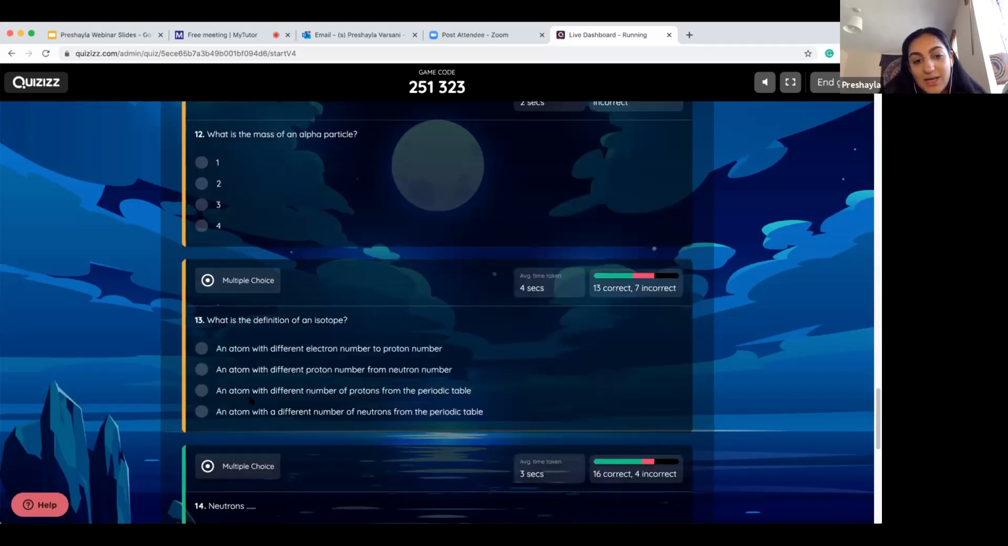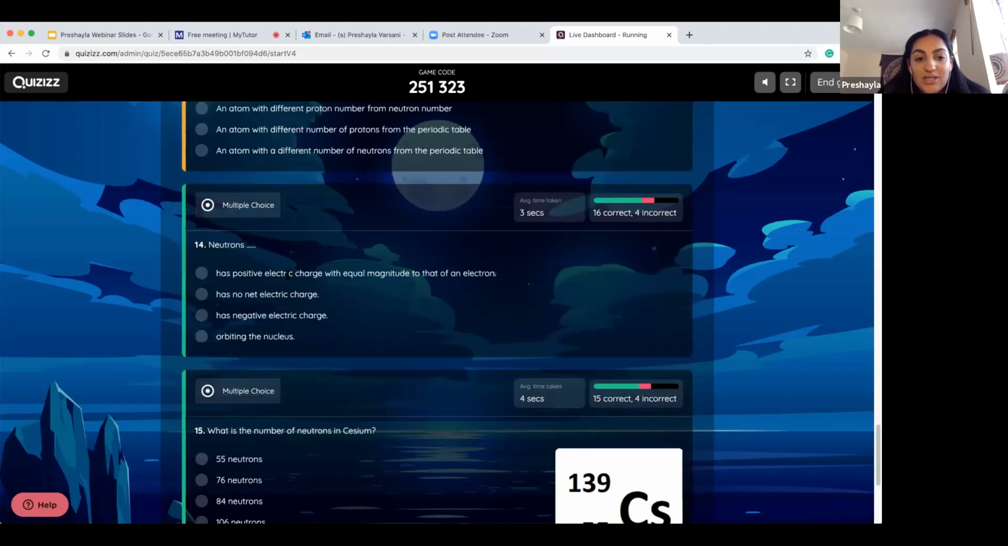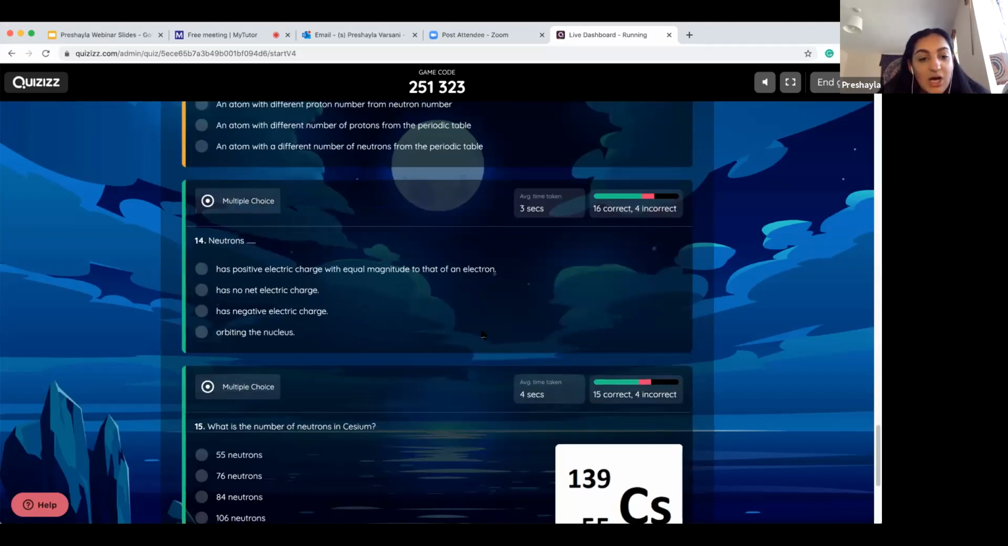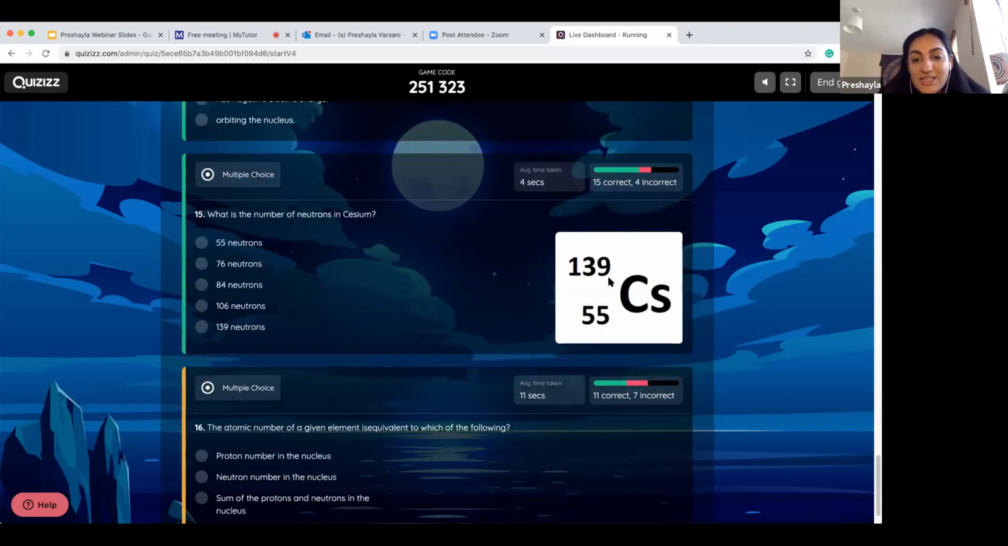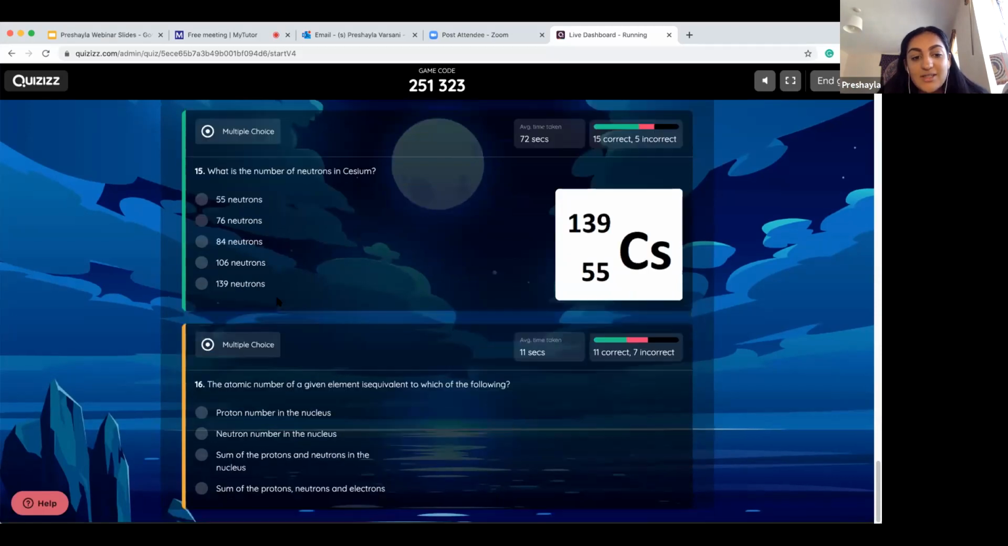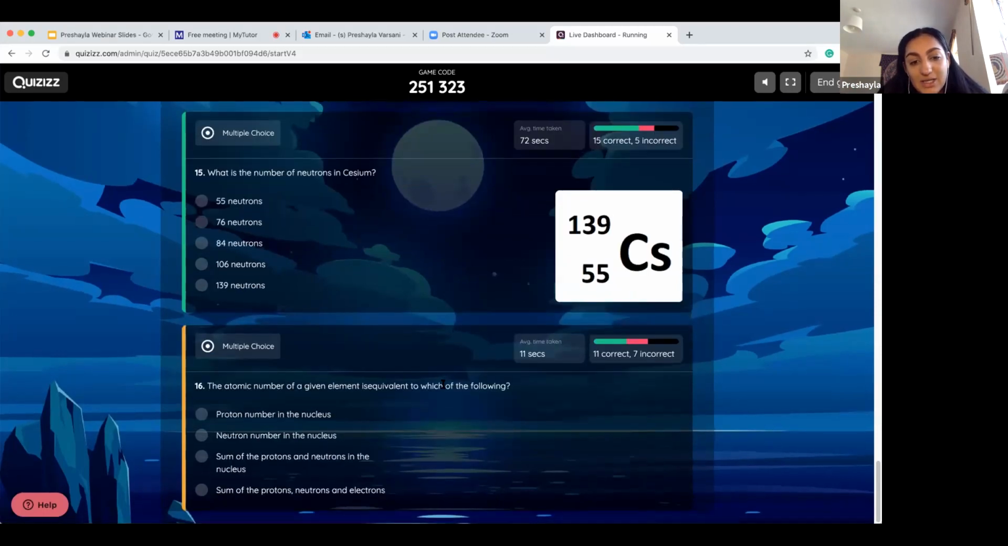Definition of an isotope is a different number of neutrons. Neutrons have no net electric charge. The number of neutrons in cesium is 139 minus 55, which is 84. And the atomic number of a given element is equivalent to the proton number. So atomic number just means the number of protons, and the mass number means protons plus neutrons.